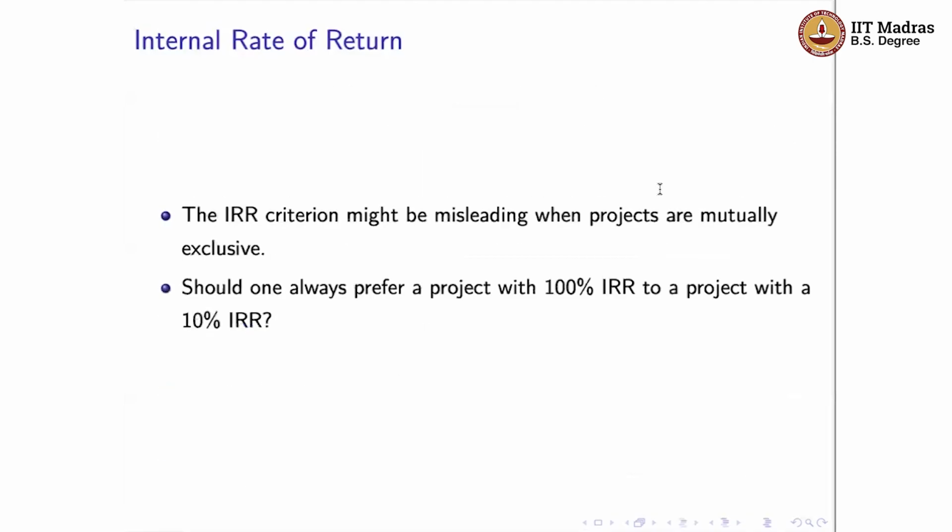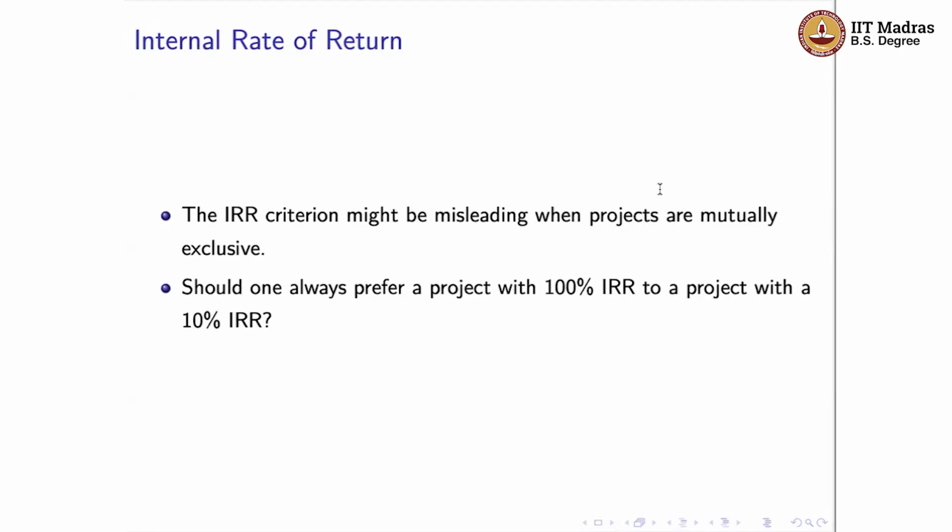The other thing that is interesting is that the IRR criterion can be potentially misleading whenever you have got projects which are mutually exclusive, right? So let me give you an example of that. Conceptually, you would imagine that one should prefer a project with 100% IRR compared to a project with 10% IRR, right? Why is that the case? Because intuitively you might reason that, okay, suppose I have to choose only one among these two projects, and if I have to choose only one, which one should I choose? That is the question, right?